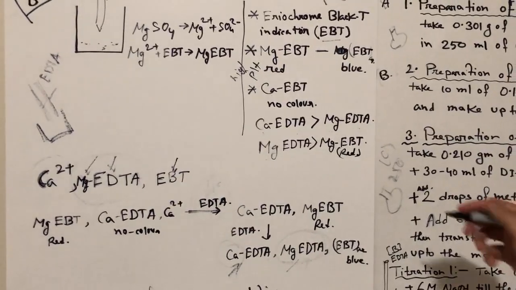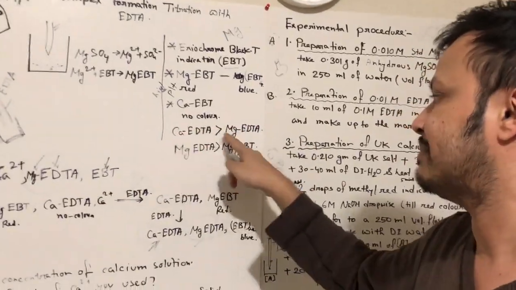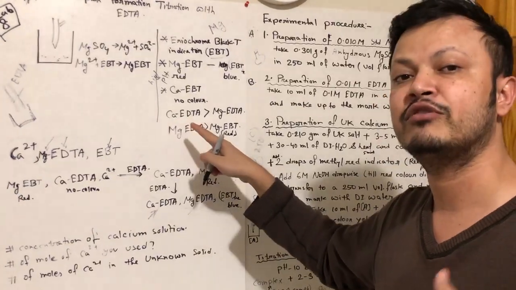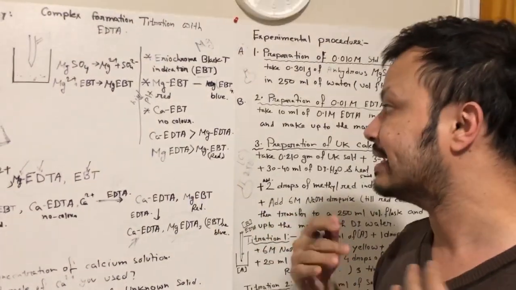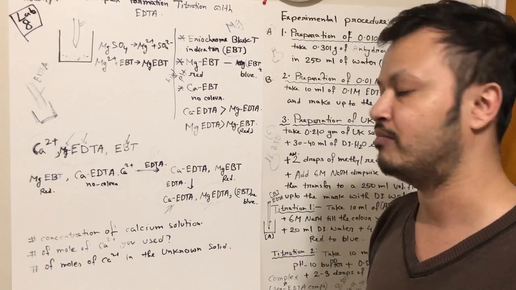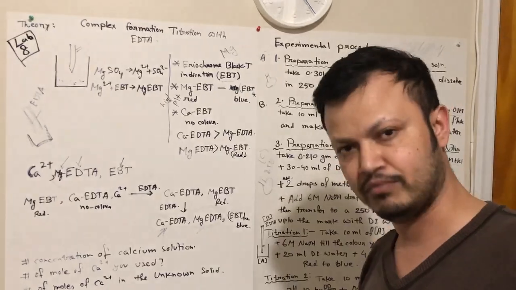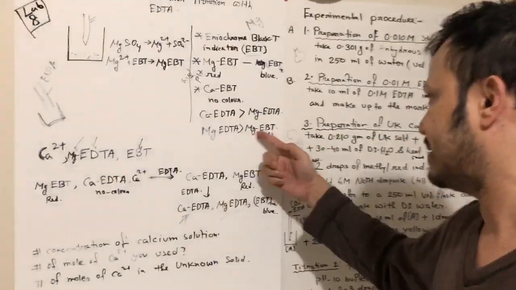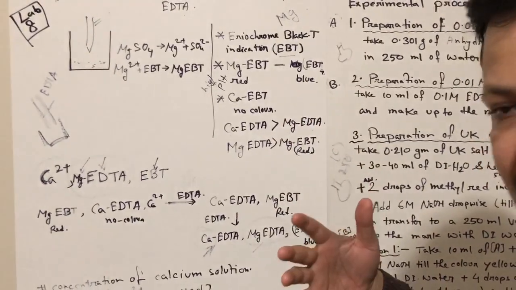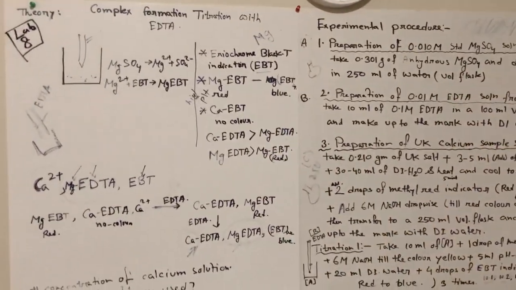So if calcium and magnesium are present and you add EDTA, only calcium EDTA will form first, since it is much more stable. When all the calcium has been used up, then magnesium EDTA will start to form. It is the same for magnesium EBT also. That means after all the magnesium has formed the complex with EDTA, the rest of the magnesium will start forming the magnesium EBT, Eriochrome Black T.